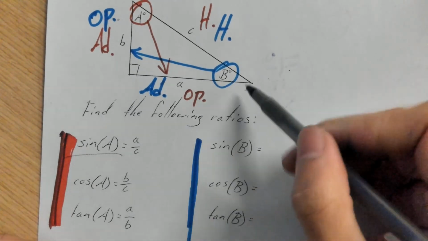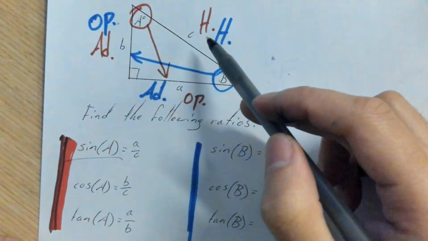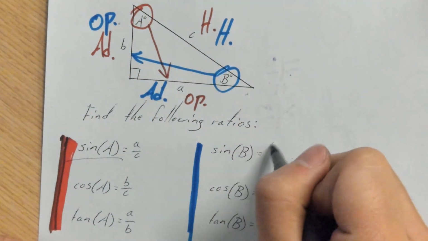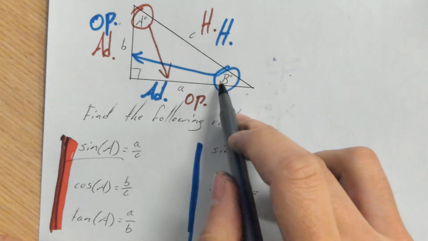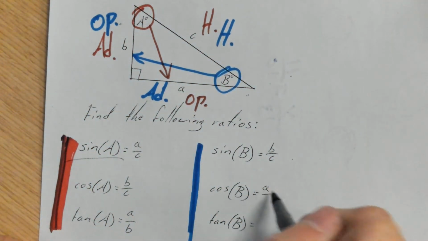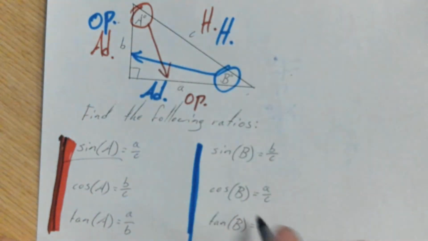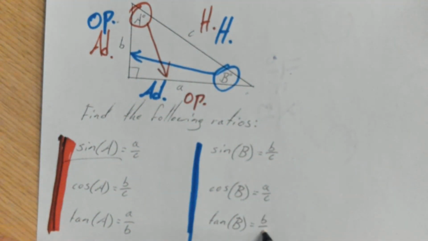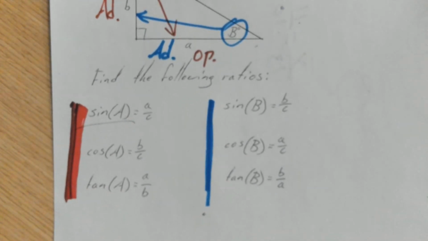So for B, sine is opposite over hypotenuse. So this is going to be B over C, because B is the opposite and C is the hypotenuse. Cosine, that's adjacent over hypotenuse, so A over C. And for tangent, that's opposite over adjacent, so B over A. Those are the solutions for that back page.